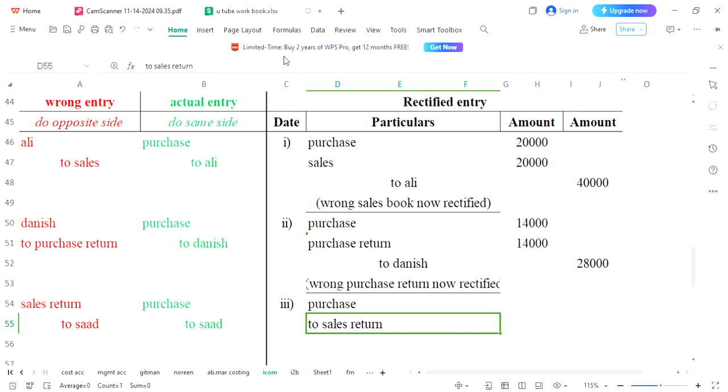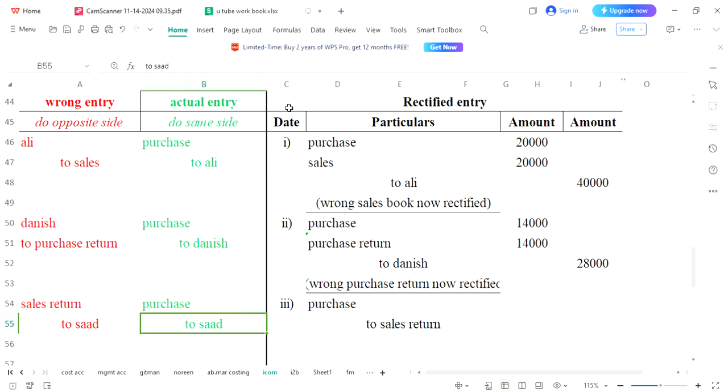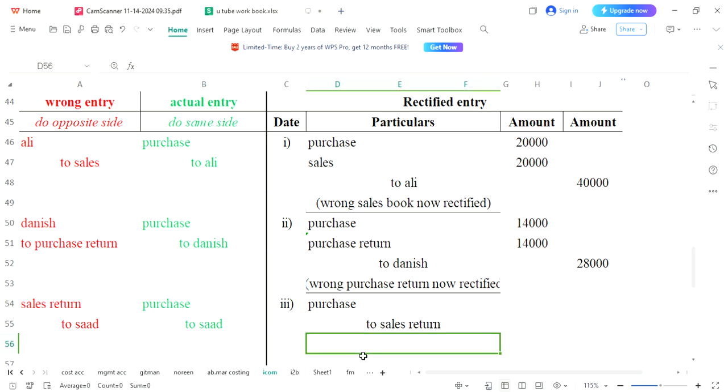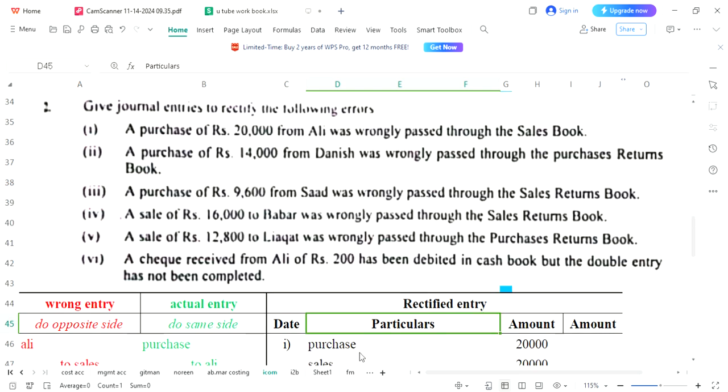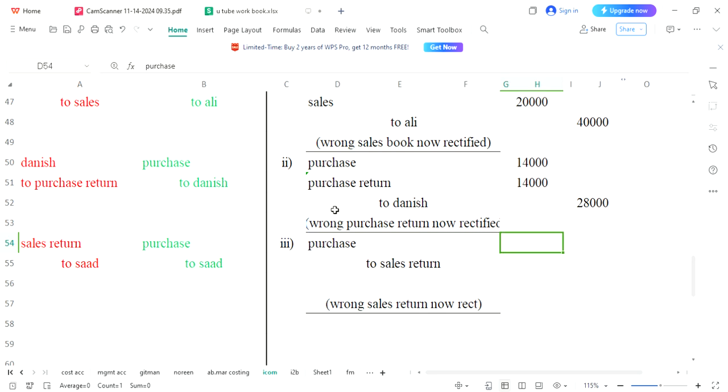Now how is it different? You will see the name of Saad. Please focus upon it. Saad was required to be written on credit side and they have written on credit side. There was no mistake in Saad. So you can leave Saad as it is. So now our entry has been rectified. Wrong sales return now rectified. Let's see how much amount of sales return was: 9600. So you will put 9600 over here and the same 9600 would be written on credit side.